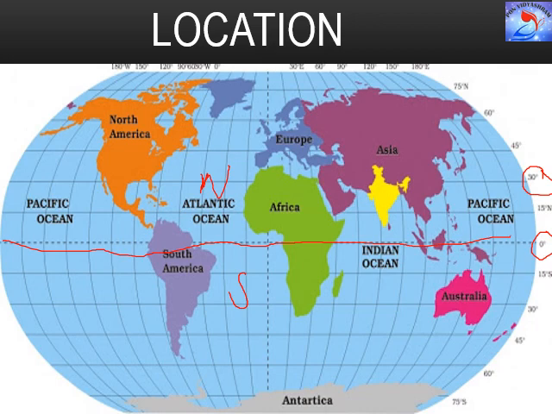Next, you can see the 23-degree-30-minute latitude which passes through India, which we call the Tropic of Cancer. It exactly divides the country into two halves. This is the location of India.